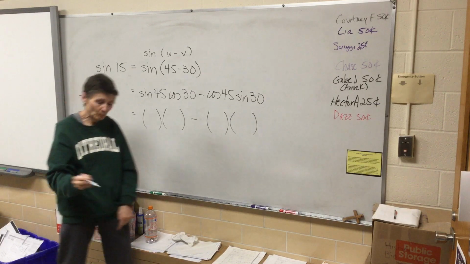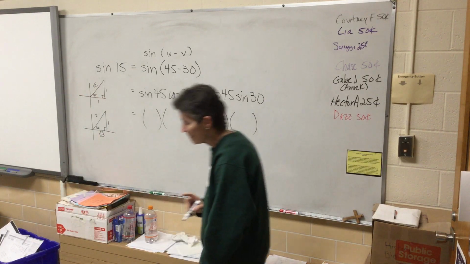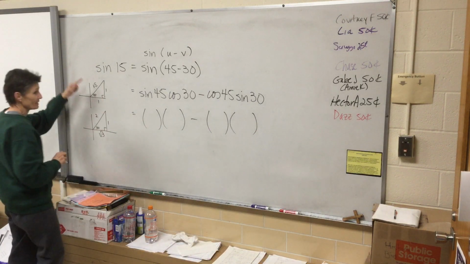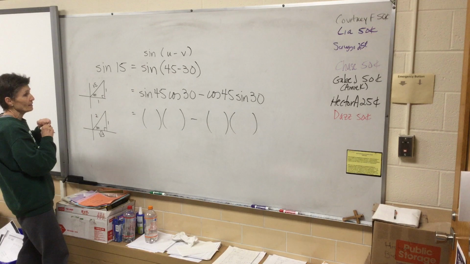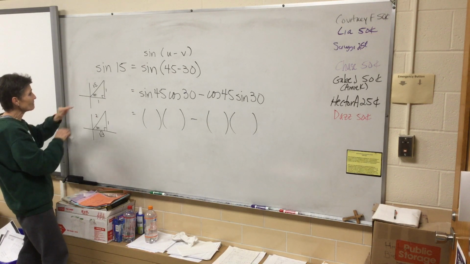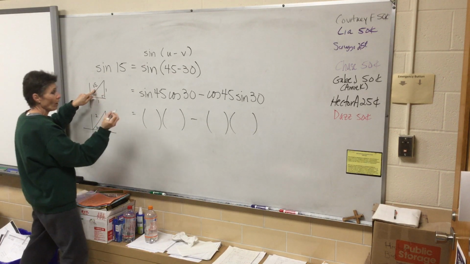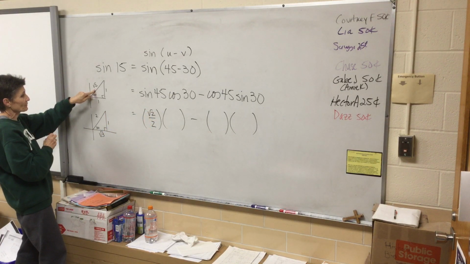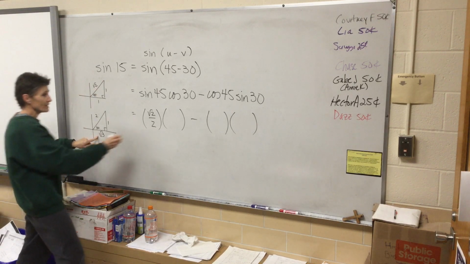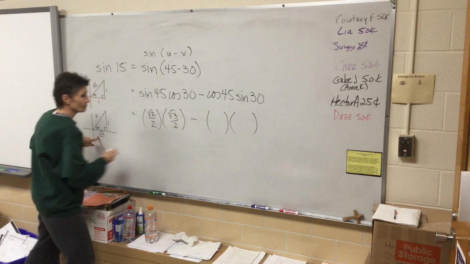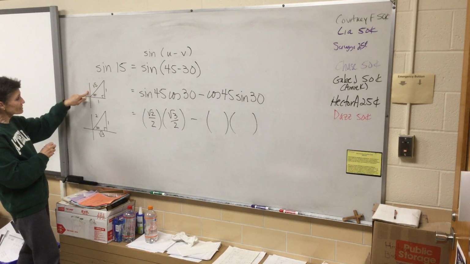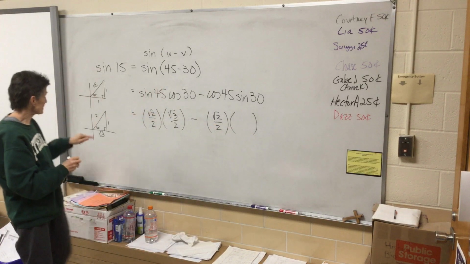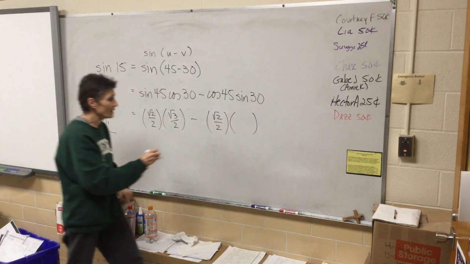Can't forget that stuff. That will not be on your note card. That's supposed to already be memorized. But then you can just refer to this when you plug in your numbers. So the sine of 45 would be 1 over root 2, or root 2 over 2. The cosine of 30 is root 3 over 2. The cosine of 45 is also root 2 over 2. And the sine of 30 is 1/2.